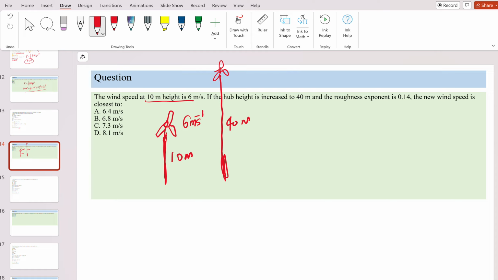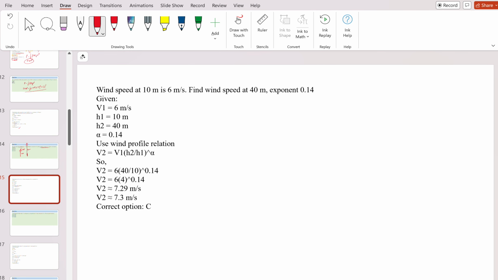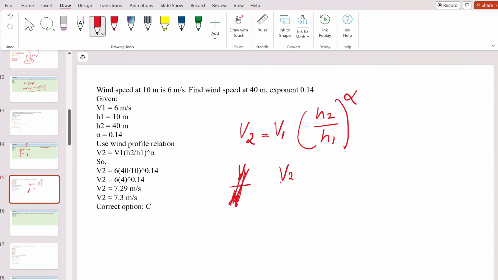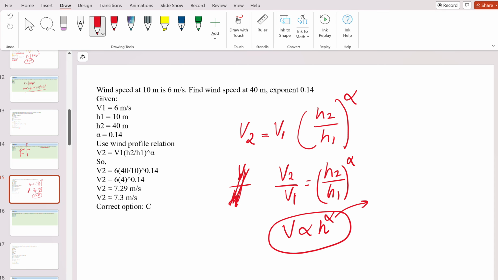So it was asked that if you have a roughness exponent of 0.14, what will be the speed required here? There is one formula. Basically v2, the wind velocity, is equal to v1 times (h2 by h1) to the power alpha. Or you can say v2 by v1 is equal to h2 by h1 power alpha, or that the velocity is proportional to h to the power alpha. Alpha is basically the roughness factor.